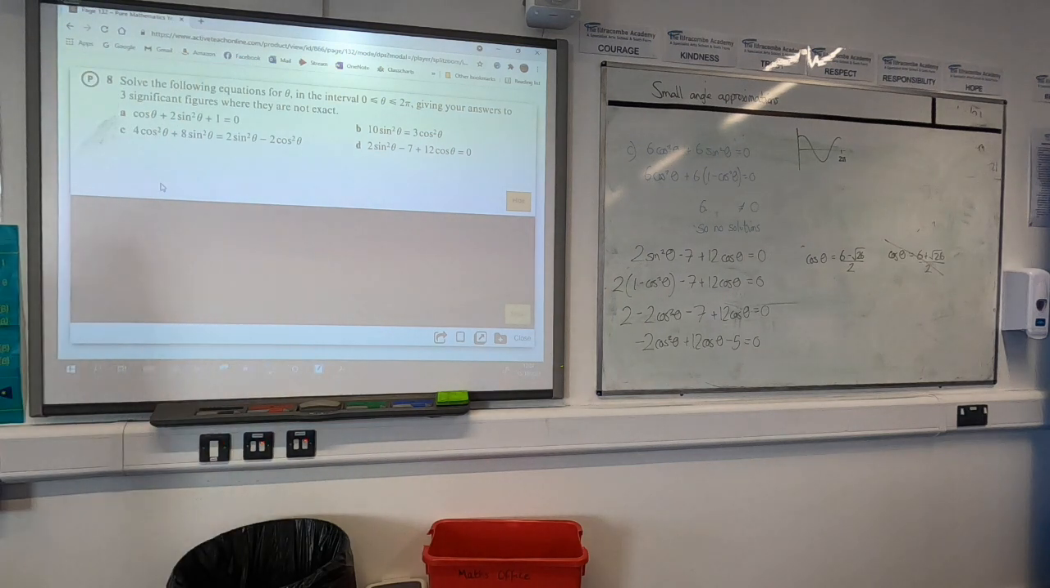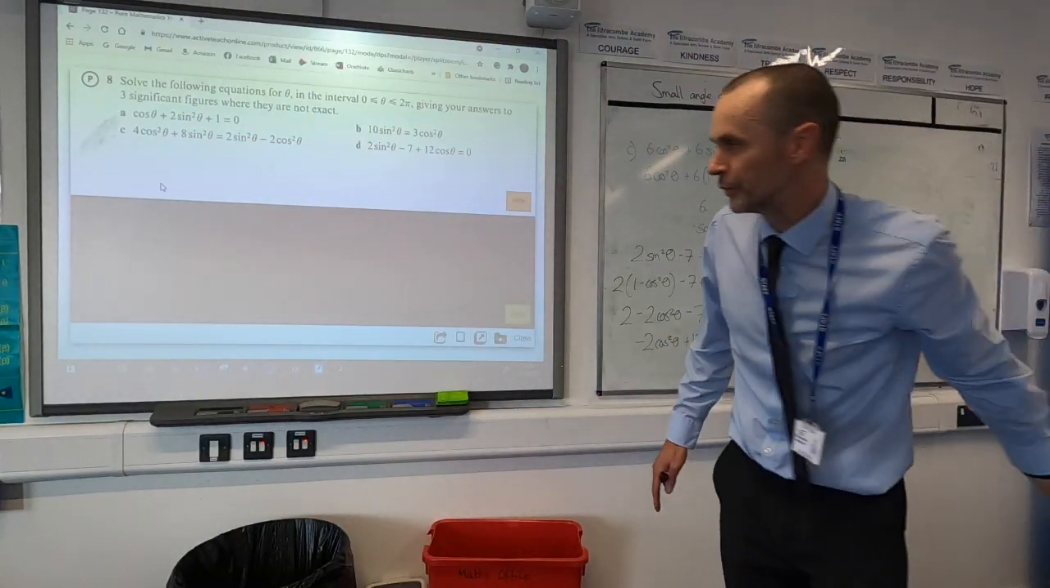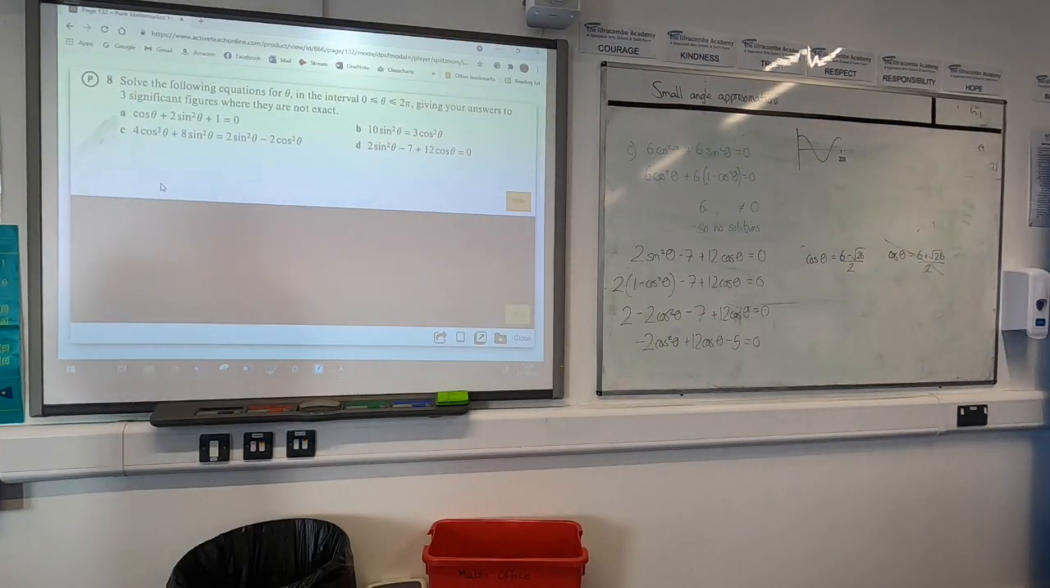Now the good news about this bit is that it is all on the formula sheet. Well, everything you need to remember is on the formula sheet. So that makes it a little bit easier to deal with.